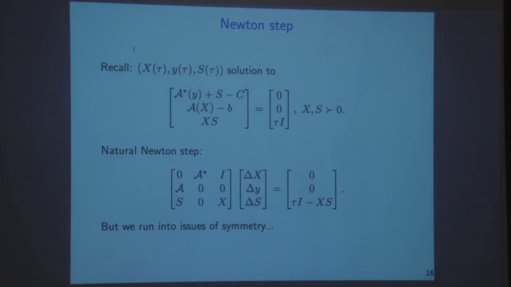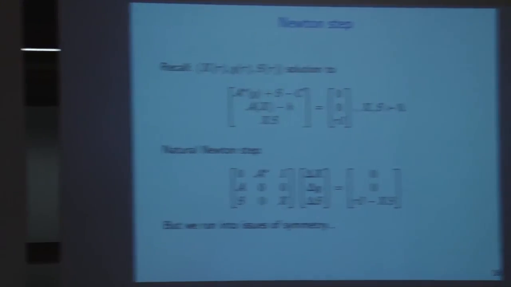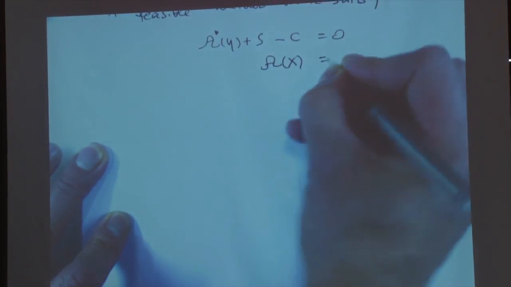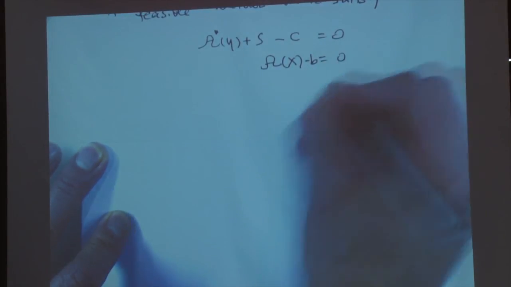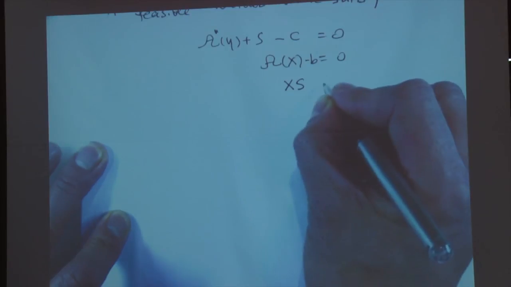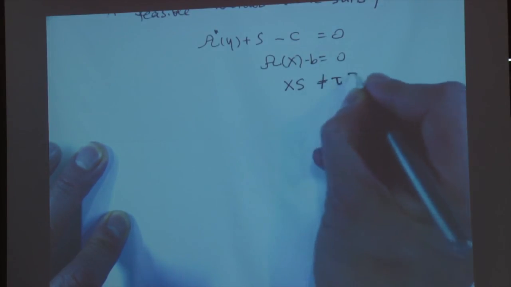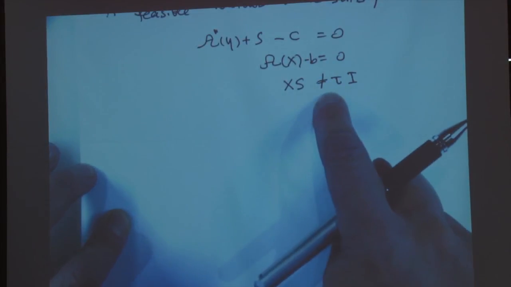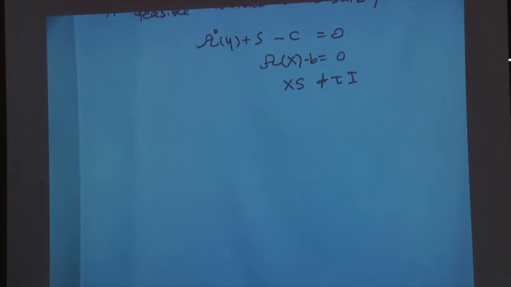Okay, so typically a feasible method would satisfy A transpose y plus s minus c equal to 0, Ax minus b equal to 0, and then xs not equal to tau I. So a feasible method typically would maintain the first two, but not this one. This is the difficult one that we would need to work towards.